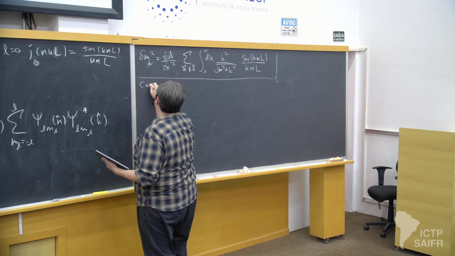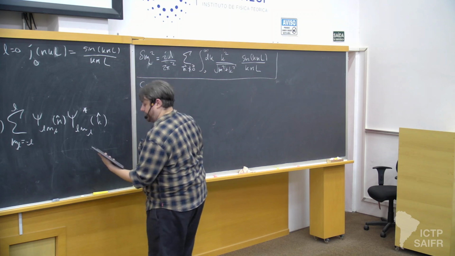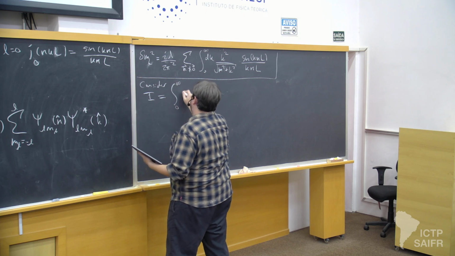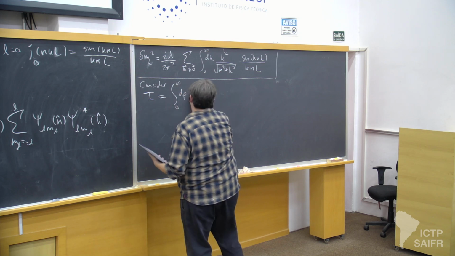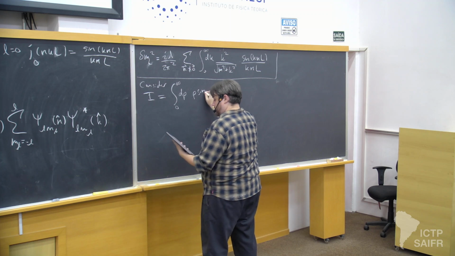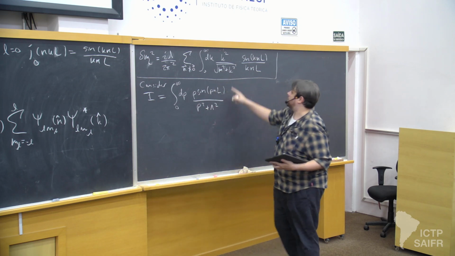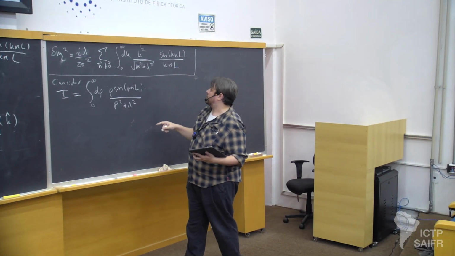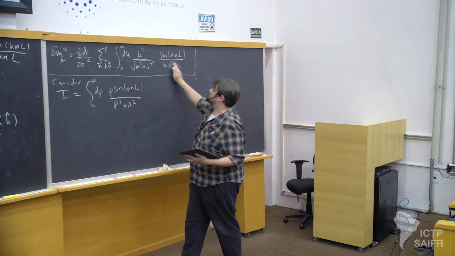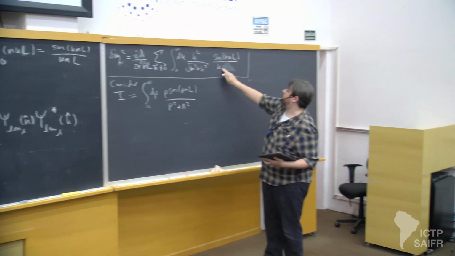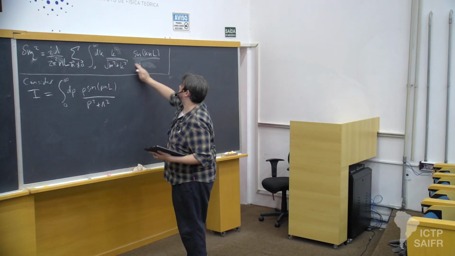So consider, maybe I should have just done this from the start, consider an integral 0 to infinity, I'll call it dp this time since it's in my notes, p sine of p n L over p squared plus lambda squared. So it's almost the same thing. This nL, let me just move it out here. It's not affected. And then this k cancels out one factor of k here.